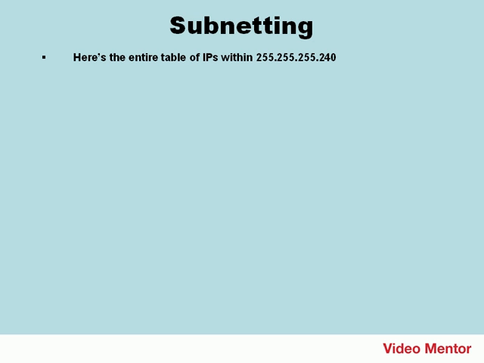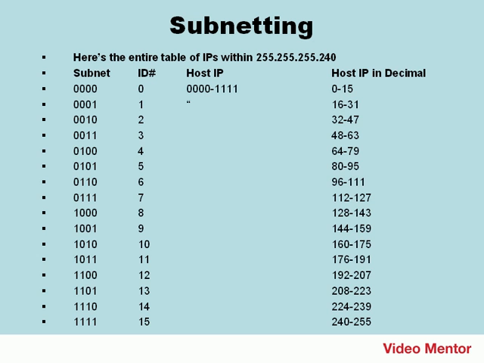Here's the entire table of IPs within 255.255.255.240. And this may seem like a lot of information at first, but if you look at the left-hand column, we see the subnets, which are just being shown in binary and in decimal. So the ID numbers go from 0 to 15. For each of those subnet IDs, we can have hosts between 0 and 15.